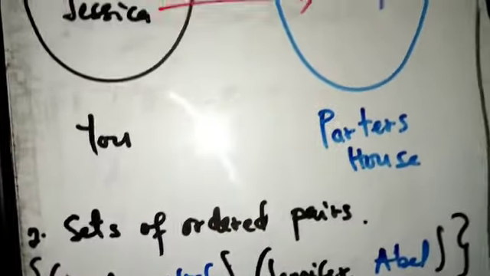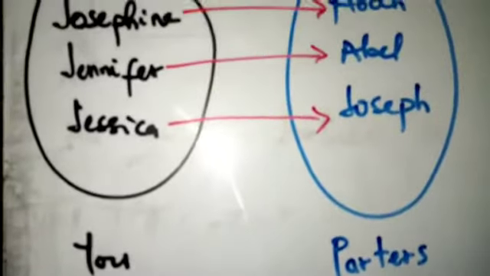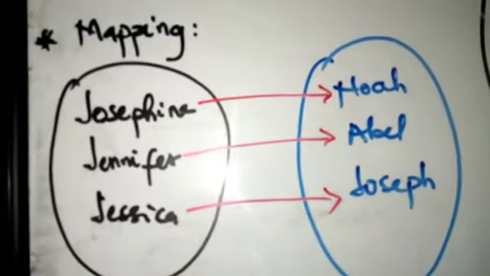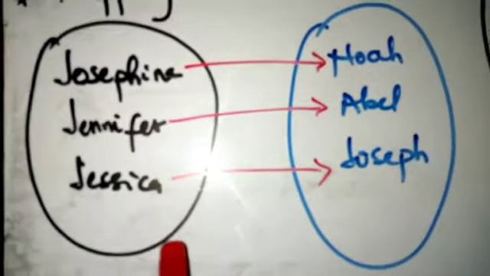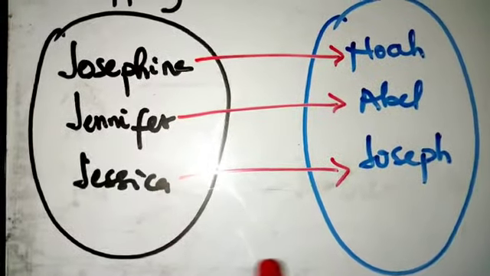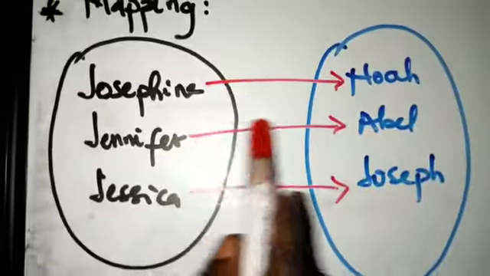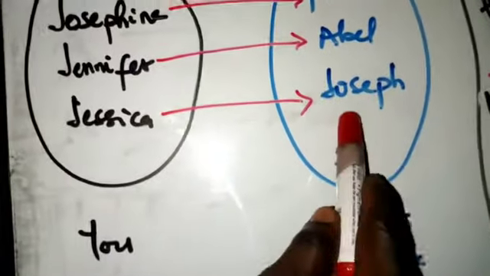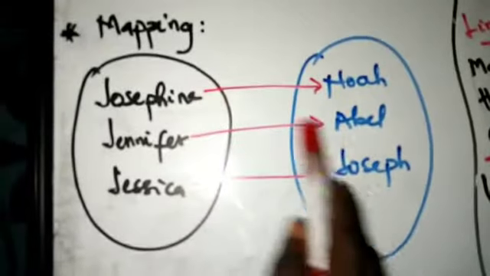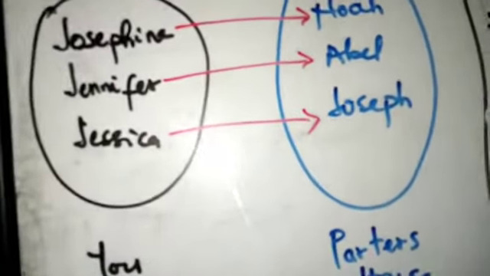Now, let's look at a way of describing or writing it in mathematics terms. So the first one will be an arrow diagram. You can see that the arrow is moving from here, your apartment, to your partner's apartment. So this is a pure example of an arrow diagram.